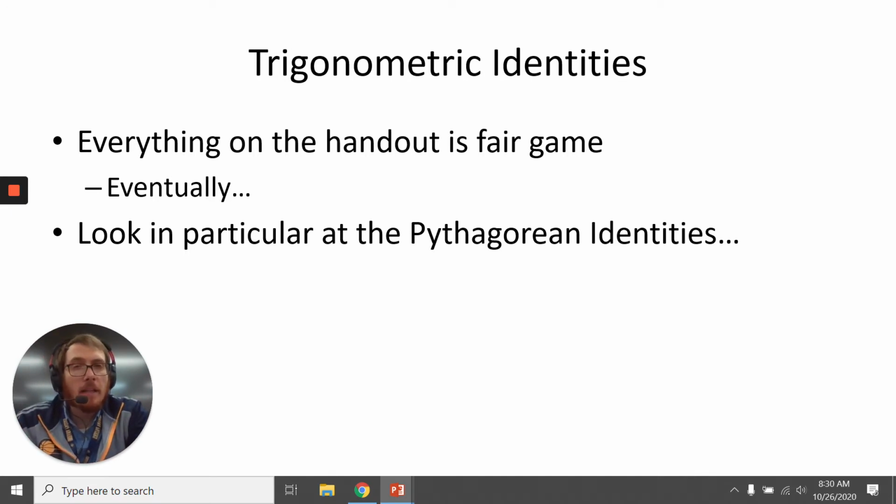But the ones that you want to pay close attention to are what are known as the Pythagorean identities. They start with sine squared plus cosine squared equals 1. And then there's manipulations of that by dividing that deal with cotangent and tangent, secant and cosecant. Those are probably the new ones that you want to focus on as you're looking at these questions.